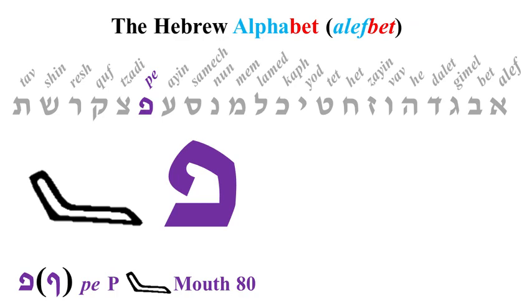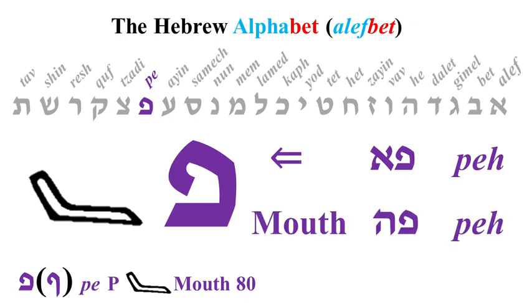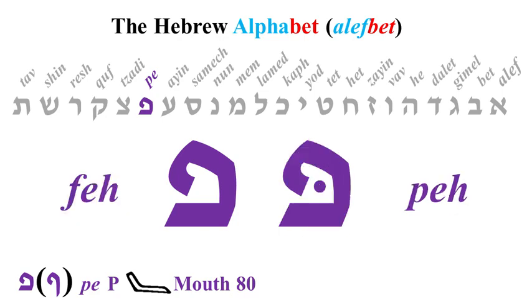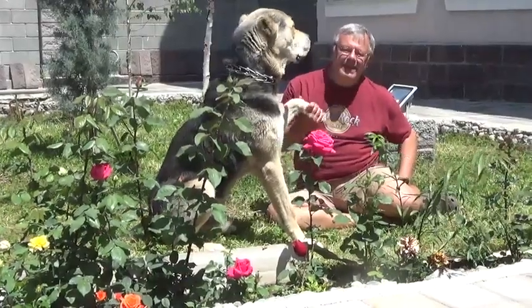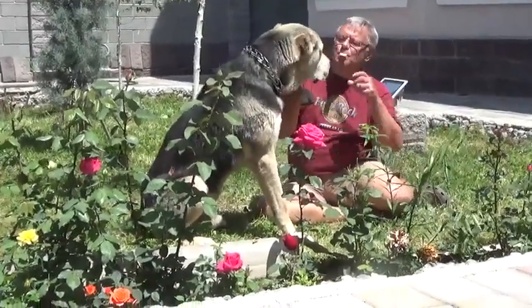The letter Pei is spelled Pei Aleph. If you're using it in the word mouth, it's Pei Hey. That's the word for mouth, pronounced the same. And Pei makes the P sound as in puppy. The Pei is the letter P as in puppy.